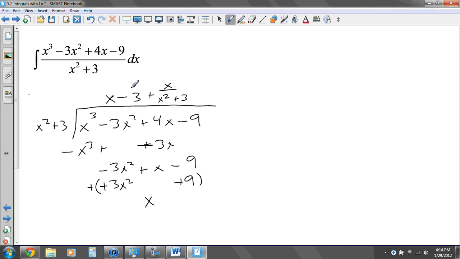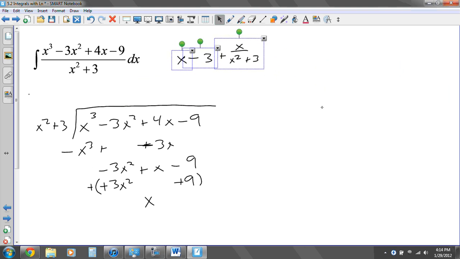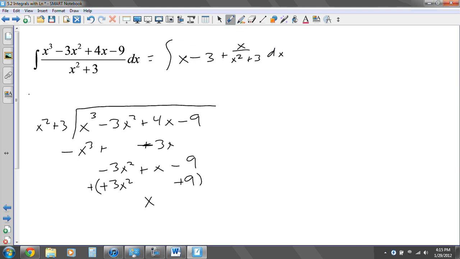So this is what this actually is, if I actually do the division. This is my answer. So that means that these are equivalent. Okay, the integral of this is the same as the integral of this. And this I can integrate because I've got 1, 2, 3 different terms, and I can integrate all 3 of those. Okay, so the integral of the first term here is just going to be a power rule.